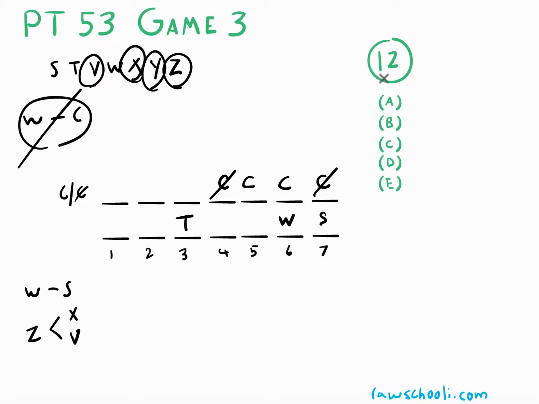Okay, for 12, we just need something that could be true. X questioned on day 1. That's not possible ever with this rule here, so we got to cross that out. How about V on day 2? Can we do V on day 2? Well, it works with this rule. We got Z here, and then you just have X or Y here, or switch them around.